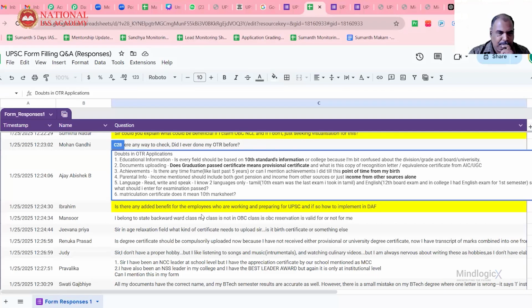Students, please focus on others' doubts also, because your doubts might be clarified through this, so that you're very clear on how to apply. And lastly, matriculation certificate means 10th standard mark sheet, Ajay.